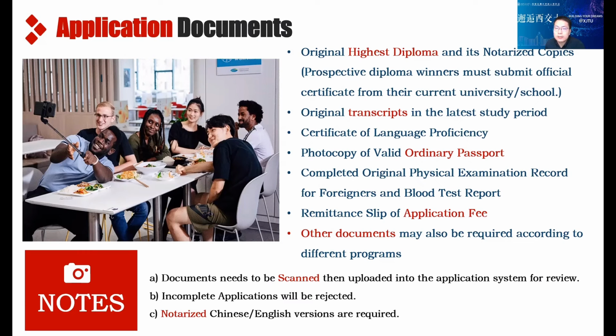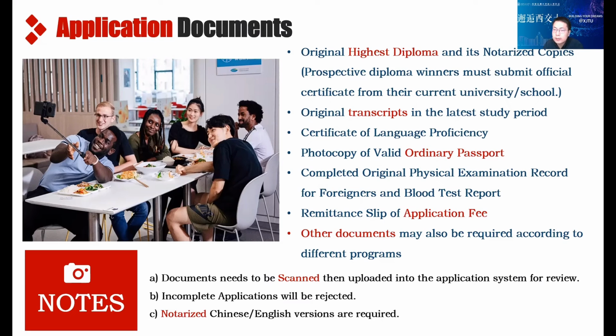And after that is the certificate of language proficiency. If you are applying for an English taught program, then we need your English language proficiency. And for the Chinese programs, we require your HSK. After that is a photocopy of a valid ordinary passport. And we still require a completed original physical examination record for foreigners and a blood test report. For this document, there is an example for you to download on our school website.